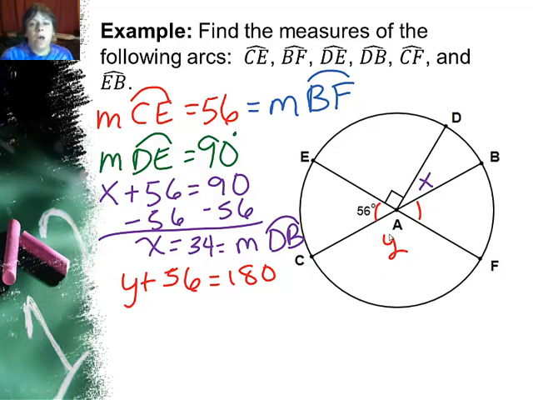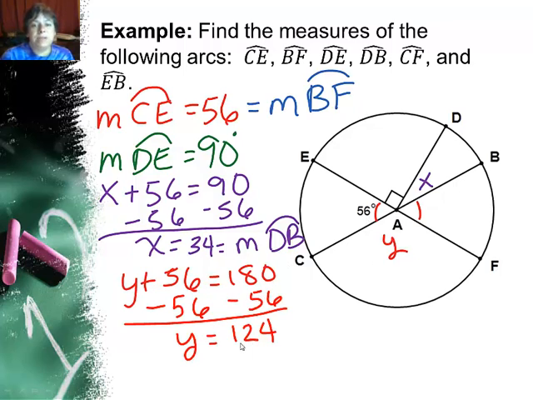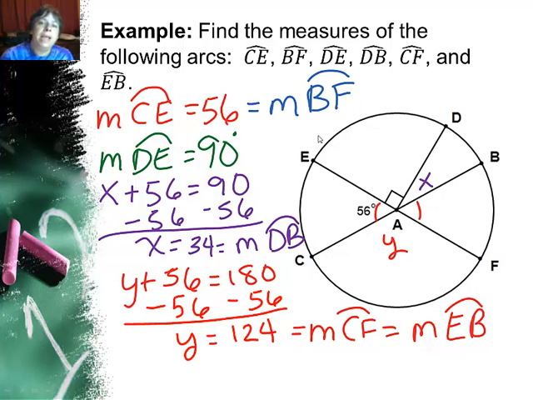Now I'm going to find Y. Well, this makes a linear pair with the 56 degrees. So Y plus 56 is 180. Subtract 56 from both sides. So this angle is 124 degrees, which means this arc CF is 124. And since that's the vertical angle to EB, that is also 124. So we found all the arc measures. Oftentimes with this kind of problem, you'll see the degrees written on the edge of the circle when they're referring to the arc measure.